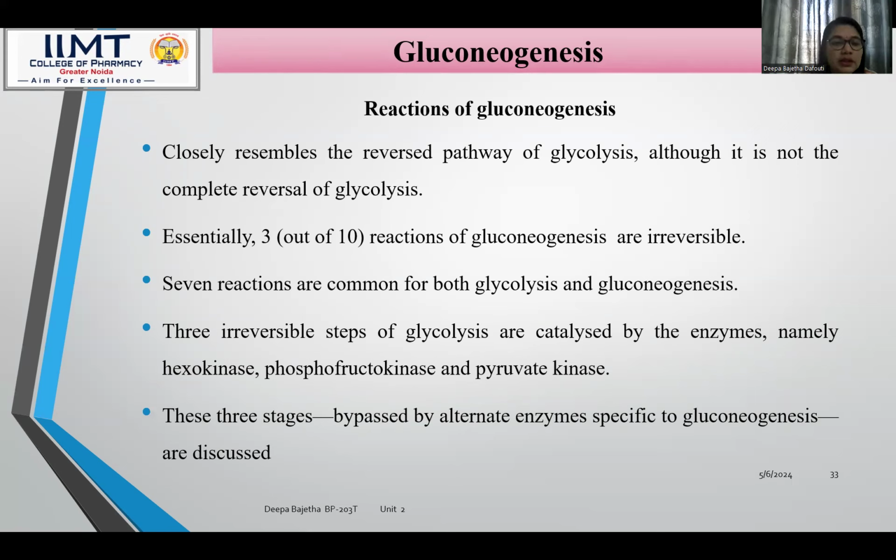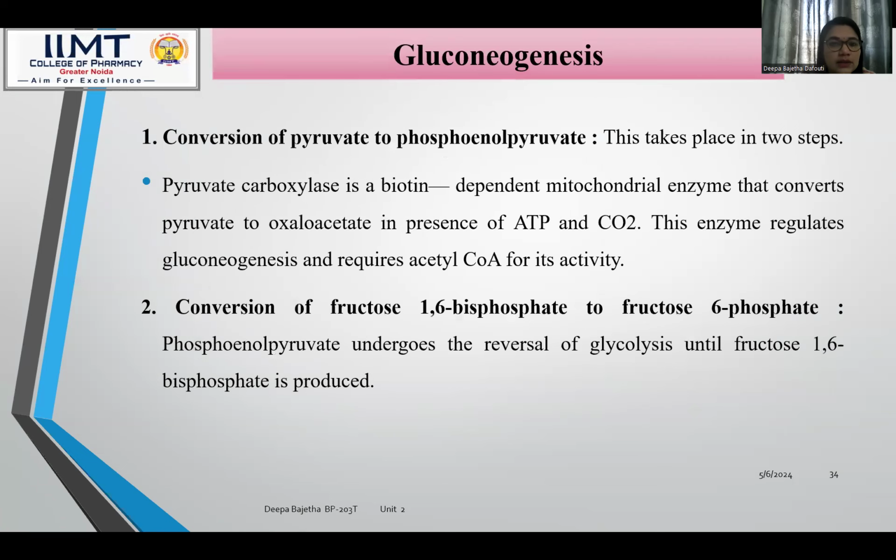Sorry, the irreversible steps of glycolysis are catalyzed by the enzymes hexokinase, phosphofructokinase, and pyruvate kinase. These three steps are bypassed by alternate enzymes specific to gluconeogenesis, which are discussed.